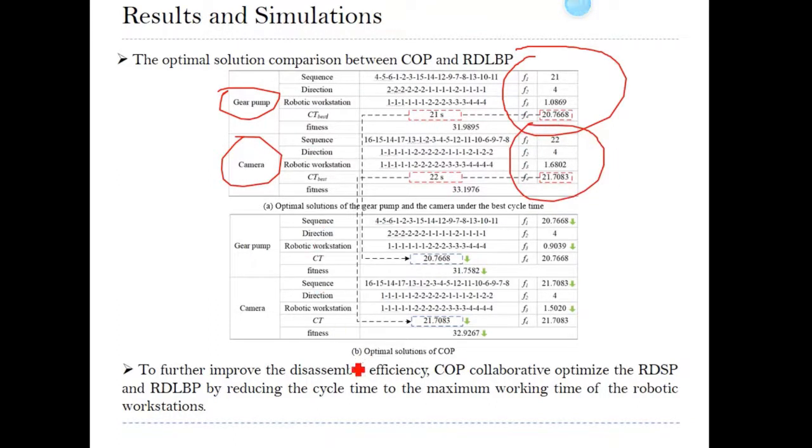So if we get the optimal solutions of COP, we can further improve the cycle time of the robotic disassembly line to the maximum working time of all the robotic workstations. So the disassembly efficiency could be further improved using the COP problems. So from here we can find that these indicators and also these indicators are further improved compared with the RDLBP, right?